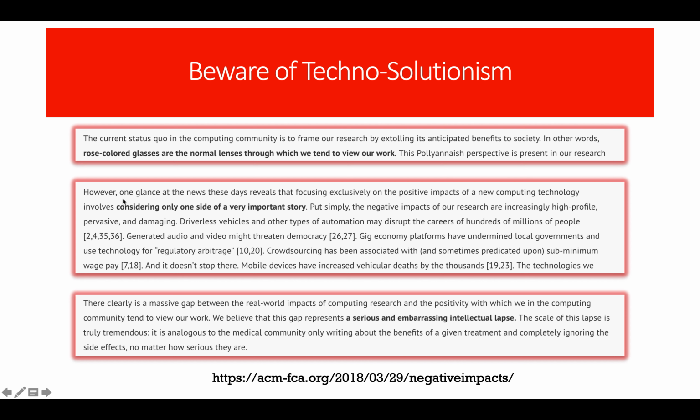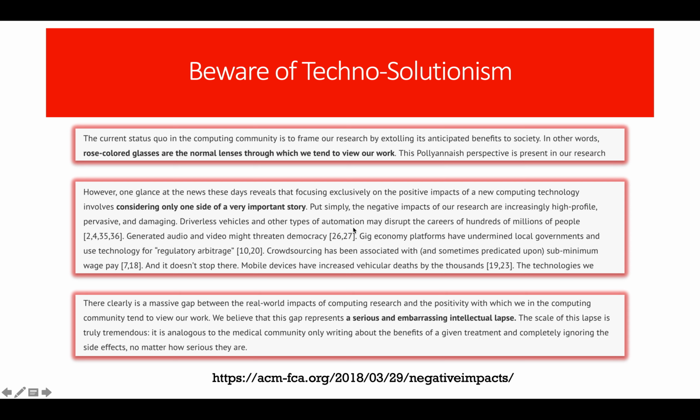And they go on to say, one glance at news these days reveals that focusing exclusively on the positive impacts of a new computing technology involves considering only one side of the story. The negative impacts of our research are increasingly high-profile, pervasive, and damaging. And they give some examples.